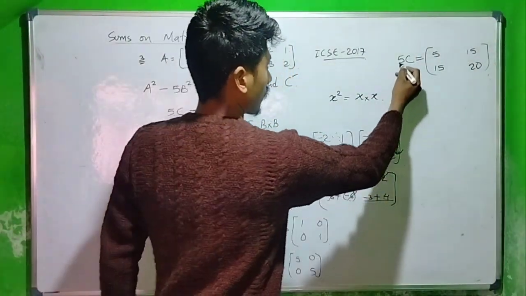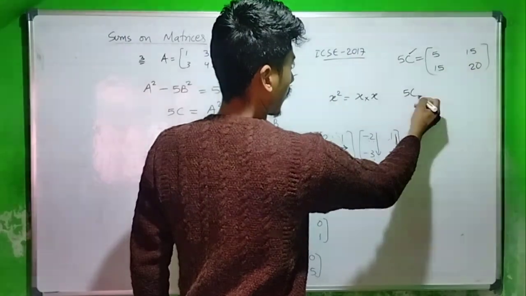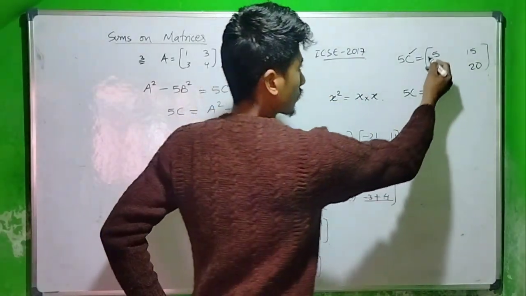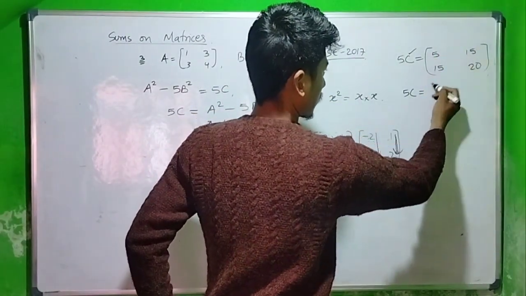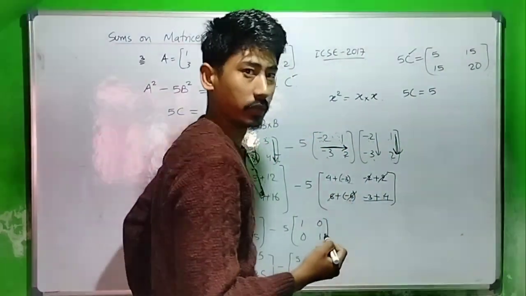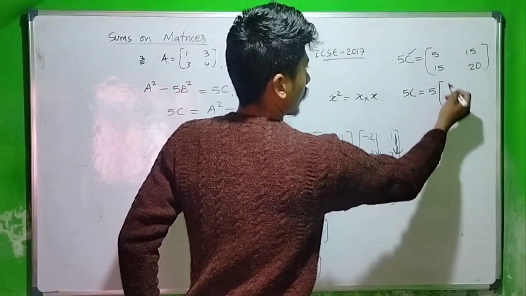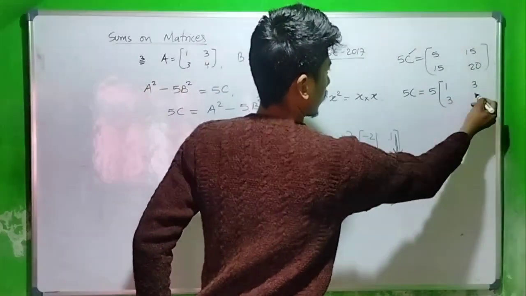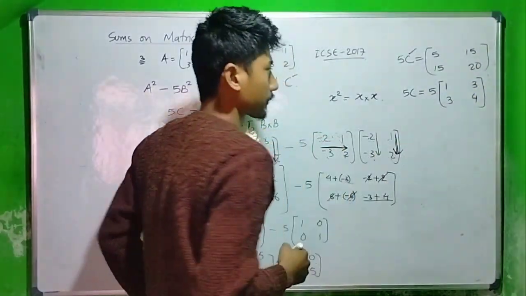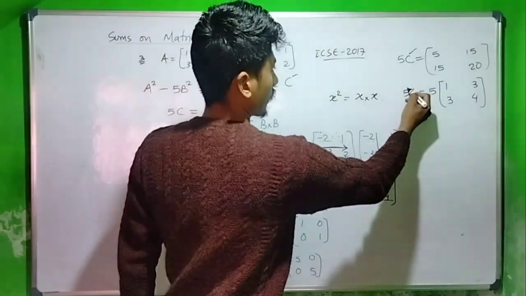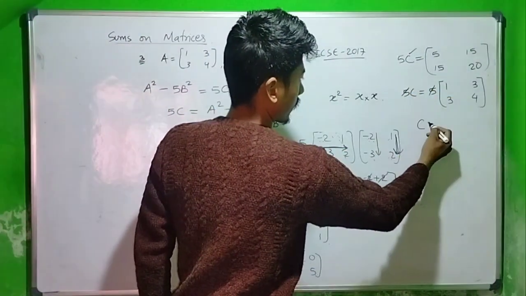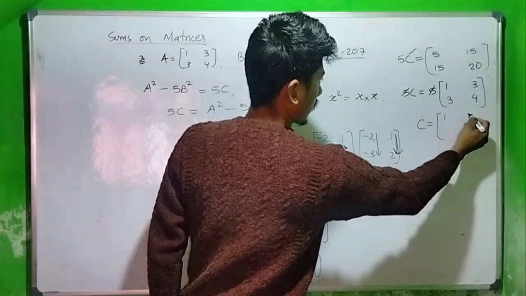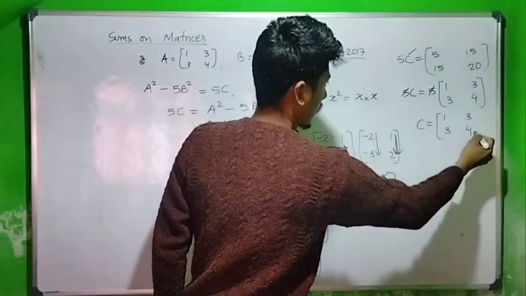Alright, now I have to get the value of c, so I have to remove 5. So from these 4 numbers, can I take 5 common? Yes, I can. Now what will be there in the bracket? 1, 3, 3 and 4. Alright, so we can cancel 5, 5. Ultimately, the value of c is 1, 3, 3 and 4.